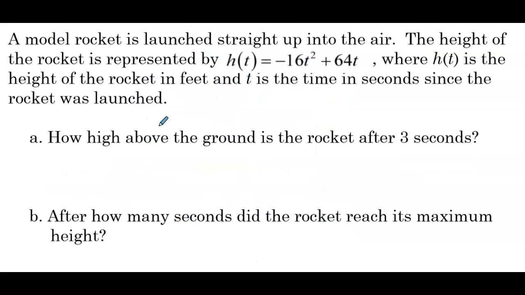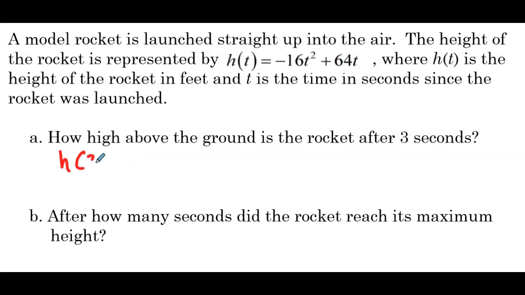Next example, a model rocket is launched straight up into the air. The height of the rocket is represented by h of t equals -16t squared plus 64t, where h of t is the height of the rocket in feet, and t is the time in seconds since the rocket was launched. Part A, how high above the ground is the rocket after 3 seconds?